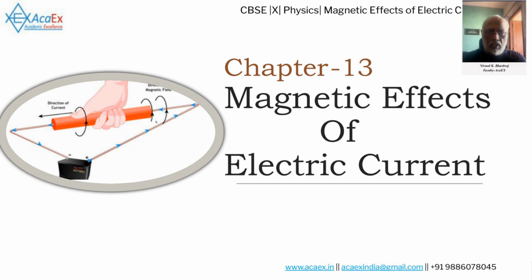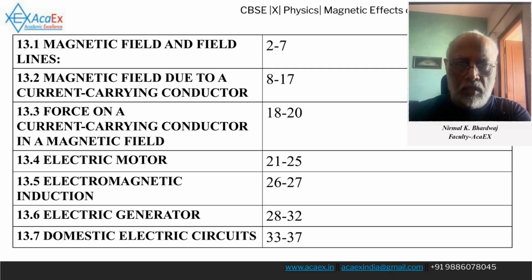This presentation covers Chapter 13, Magnetic Effects of Electric Current for CBSE Class 10 Physics. Index: the presentation will cover the following topics: magnetic field and field lines; magnetic field due to a current-carrying conductor; force on a current-carrying conductor in a magnetic field; electric motor; electromagnetic induction; electric generator; domestic electric circuits.